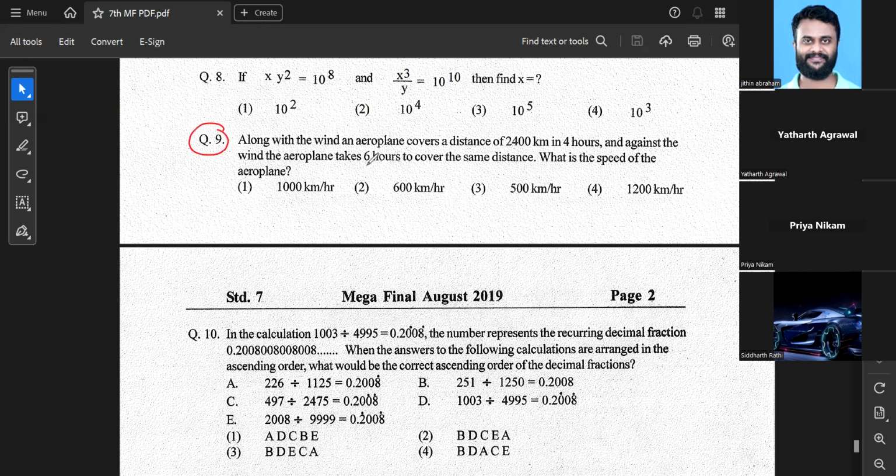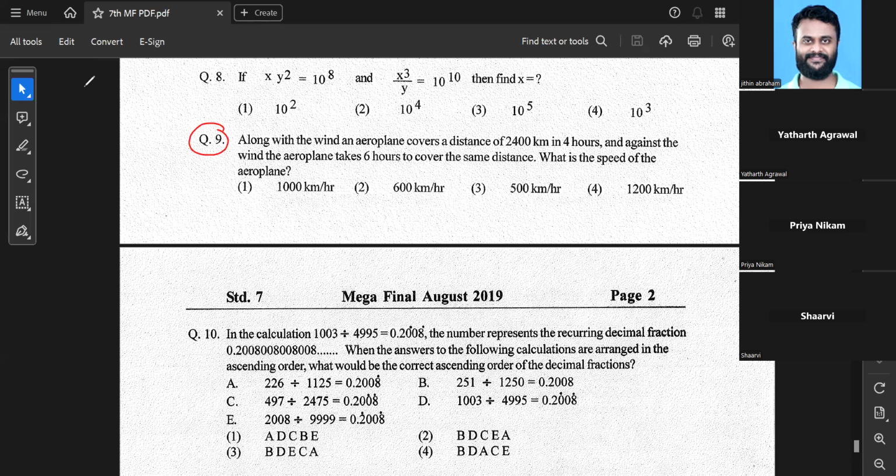Ninth question. Along with the wind, an aeroplane covers a distance of 2,400 kilometers in 4 hours. Against the wind, it takes 6 hours to cover the same distance. Okay, 2,400 itself. So do we use relative speed? I'll explain, don't worry. Relative speed.